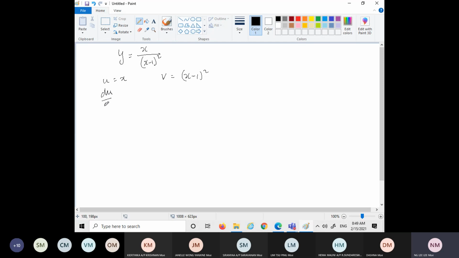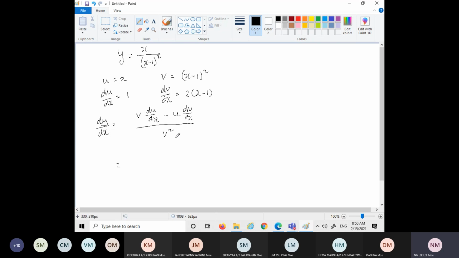So du/dx: you differentiate this, you get 1. dv/dx: you differentiate this, bring down the 2, and 2 minus 1 is 1. You differentiate x minus 1, you get 1. So this is your differentiation. If you use the quotient rule, I write it out: it's v du/dx minus u dv/dx, and then over v squared.